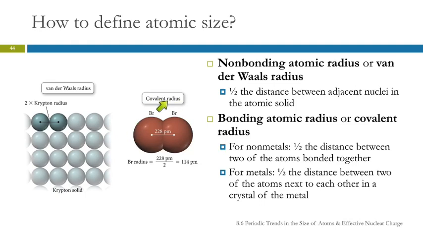You can look at the covalent radius, where you look at the distance between the nuclei in a covalent bond between those two atoms, and we say, well, the radius of the bromine atom is half of that distance. The van der Waals radius is when we're looking at just a solid. These are not covalently bonded together. It's just a solid. And so the distance between the nuclei then is 2 times the radius of one of the atoms. This distance divided by 2 equals that radius.